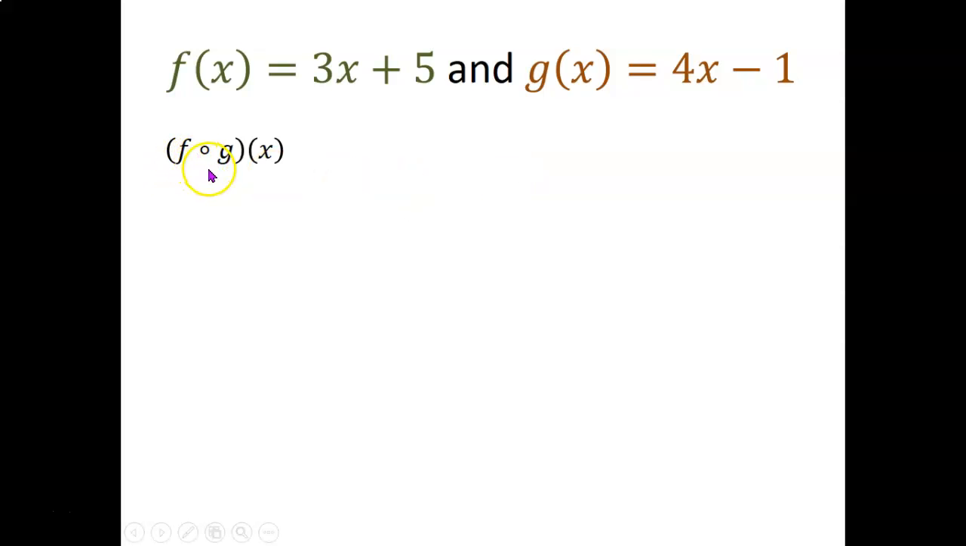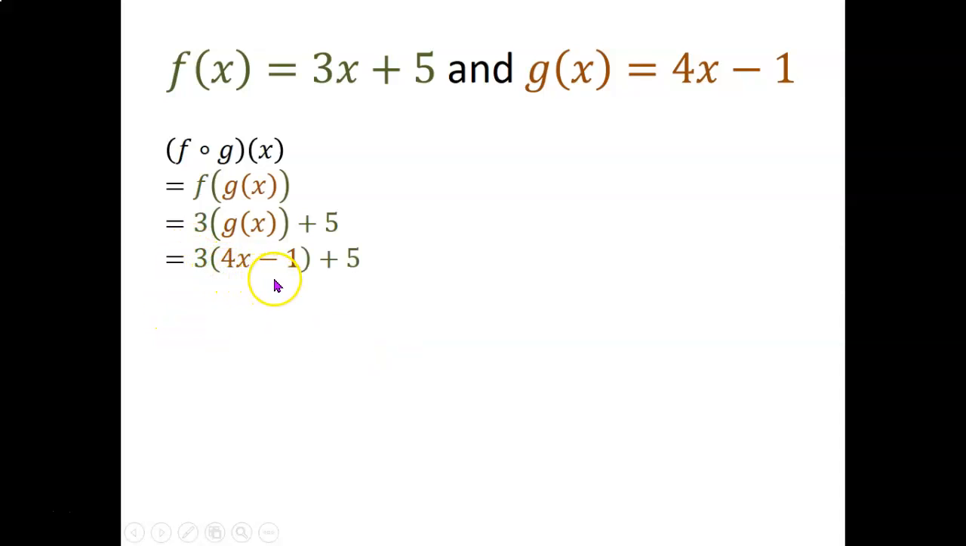So f composed with g, that would be f of g of x. Remember, f of anything is 3 times that anything plus 5. So here the anything is g of x. F of g of x should be 3 times g of x plus 5. So what is g of x? Well, it's 4x minus 1. So we're doing 3 times 4x minus 1 plus 5.